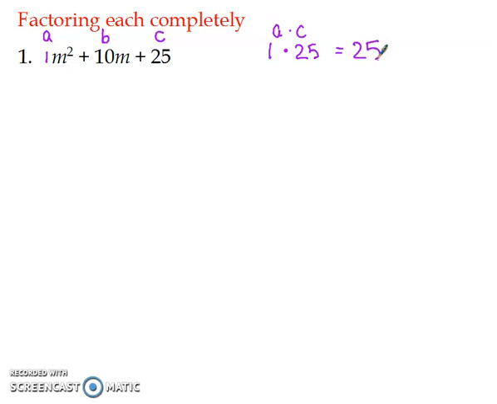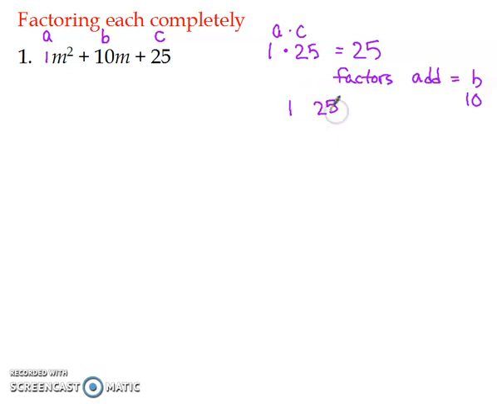Now, what we want to do is find factors of 25. We want to find two factors of 25 that add up to equal B, and B in this case is 10. So we want to look for two factors of 25 that multiply, obviously, to be 25 and add to be 10. Now, the factors of 25 are 1 and 25.